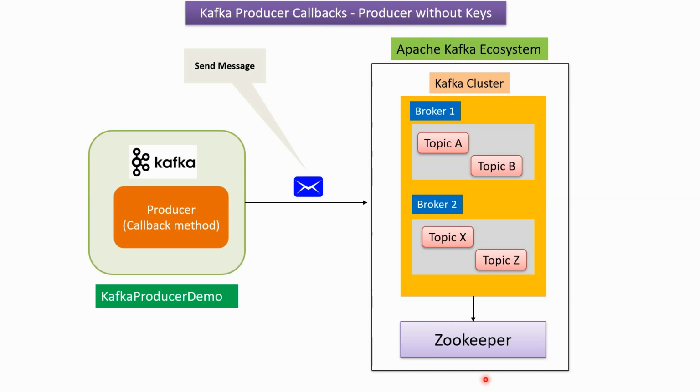Here you can see the Apache Kafka ecosystem. Here you can see the Kafka cluster. It has brokers, and each broker has topics. And here you can see the Kafka Producer demo application, which is a Java application, and it has producer code which will send messages to a Kafka topic. And once the message is successfully posted to the Kafka topic, the callback method related to the producer will be called. In the callback method, we can print information like in which topic, which partition, and in which offset the message has been stored.